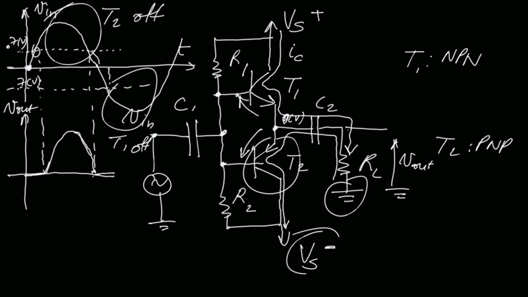And then as soon as it reaches minus 0.7, this transistor T2 starts conducting, and there's a current flowing in the resistor in the opposite direction that it was flowing in a moment ago. And that's the reason why V out now has become negative.